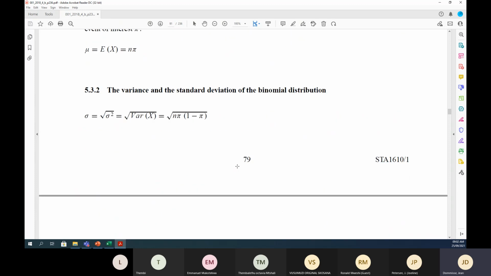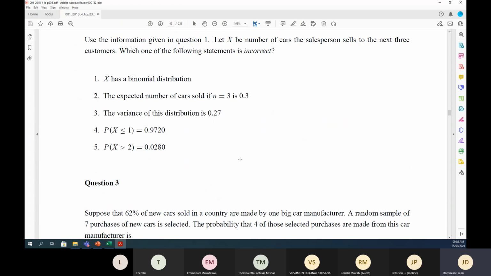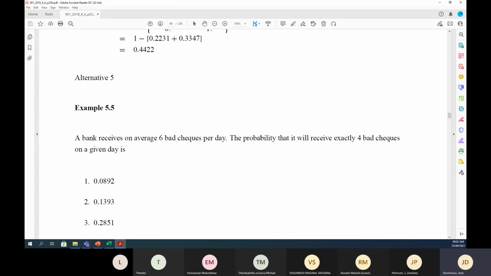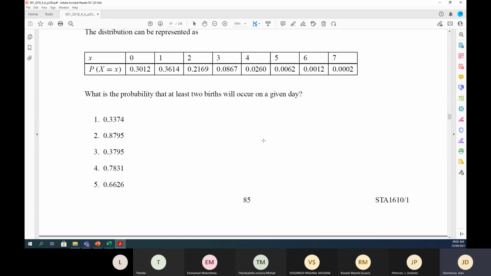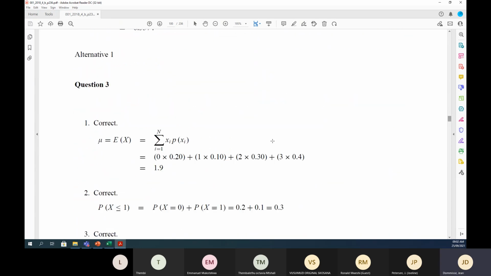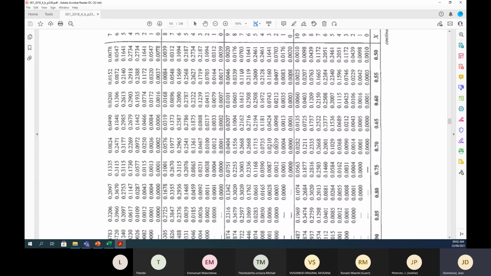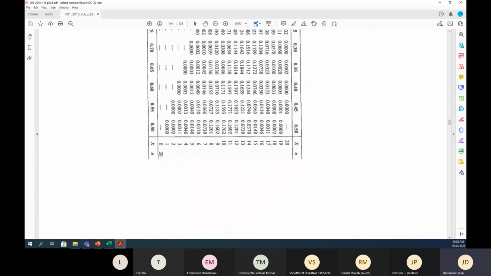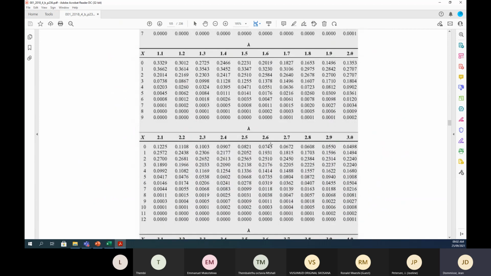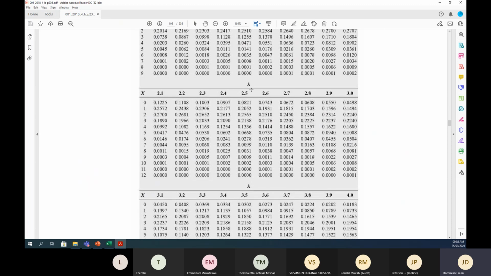I think the tables for Poisson are much easier to work with. Don't want to skip it, so let's just make sure. Okay, binomial, Poisson, and we were at 2.5. So at 2.5, X equal to 4, it's 0.1336.